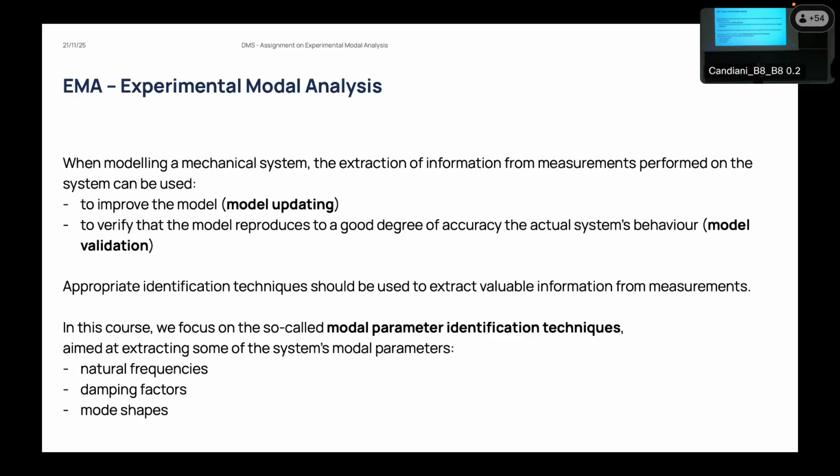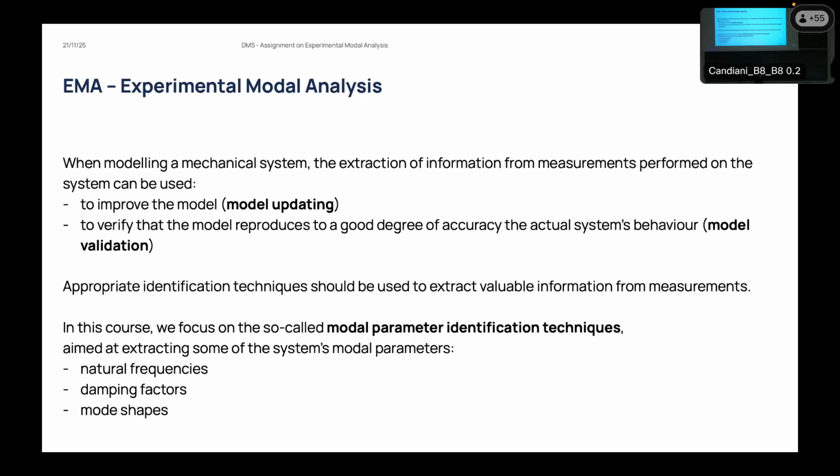Those operations are usually very useful to understand or to improve the capabilities of numerical or analytical models. In this case, what we want to do is to measure some behavior of the structure that is already there, and to extract the modal information from those data. When we refer to the modal information, usually we are referring to the natural frequencies, damping ratio, and mode shapes for each of the modes that can be extracted or that you could be interested in for your structure.